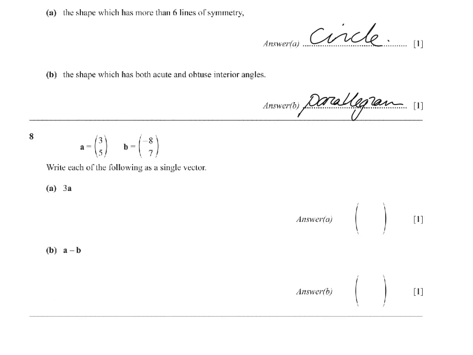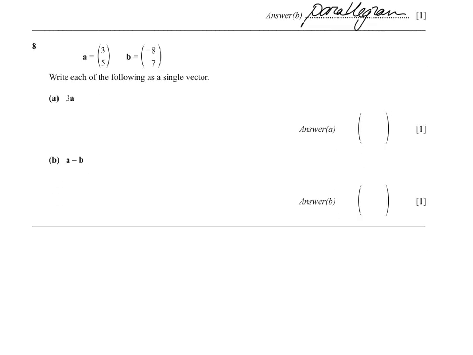Moving on, let me slide, there we go. Oh, vectors, interesting. We have the vector A, (3, 5), and B, (-8, 7). Write each of the following as a single vector. Okay, 3A, which means 3 times the vector A. And how do you find that? You multiply the x in the x direction and in the y direction by 3. So it's going to be (9, 15).